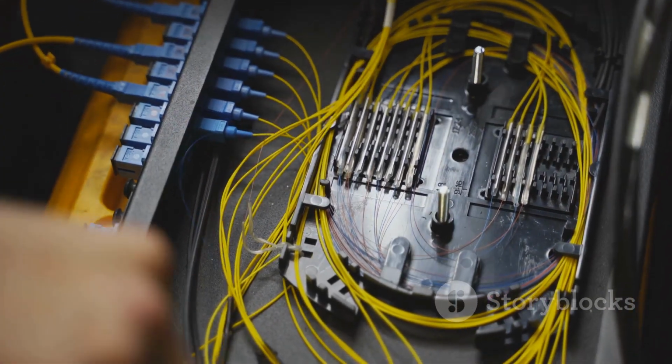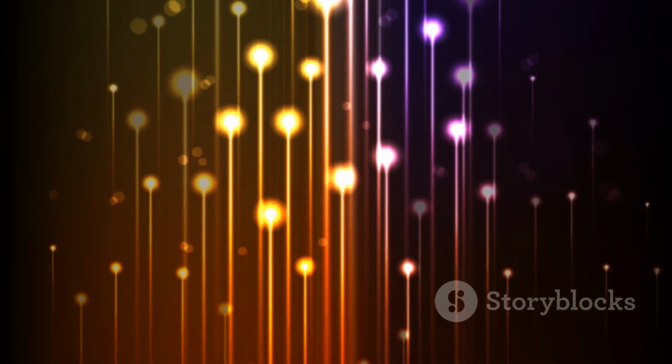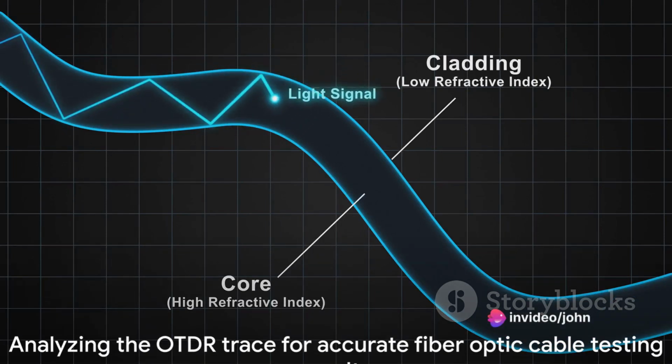The next step is to set the parameters on the OTDR. This includes the wavelength, pulse width, and the range. The wavelength should match the one used in your fiber optic system, while the pulse width and range depend on the length and type of cable you're testing. Once you've set the parameters, you can initiate the test.